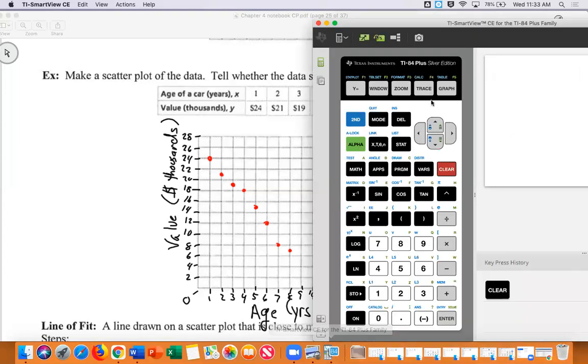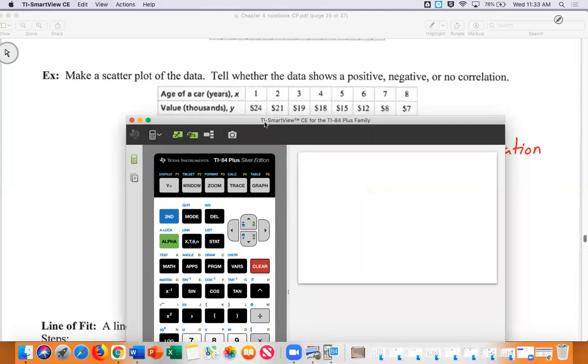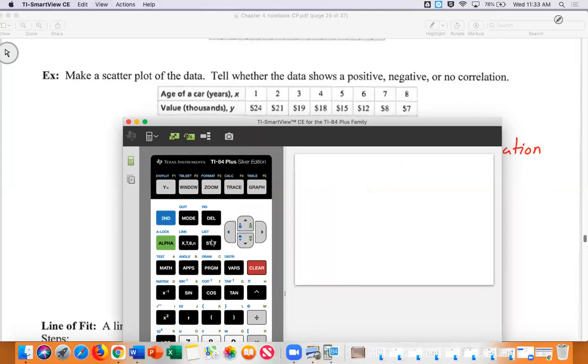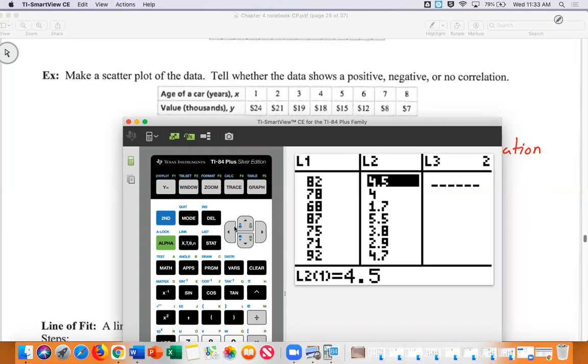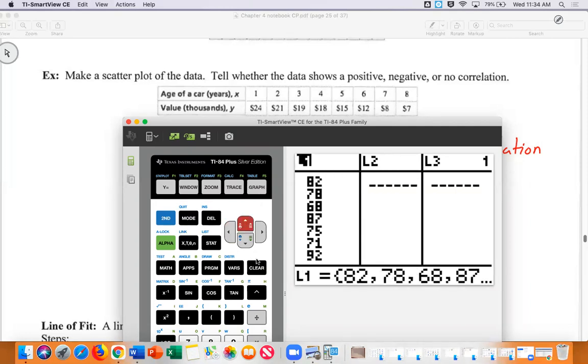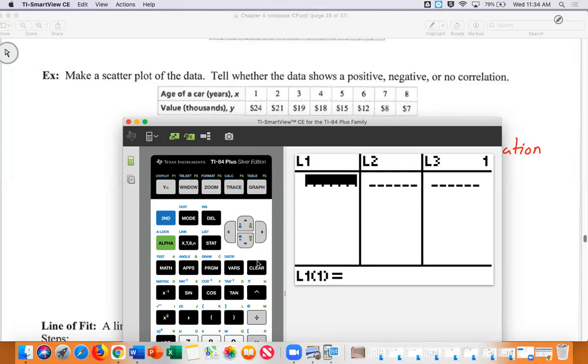Remember, let's all go to the Calculate app. Okay, we go to Stat. Everybody hit Stat. Then we're going to hit Enter on Edit, and it brings us up to our list. We're going to go up to the top where it says L2. We're going to hit Clear and then Enter. We're going to go to L1. We're going to hit Clear, then Enter.